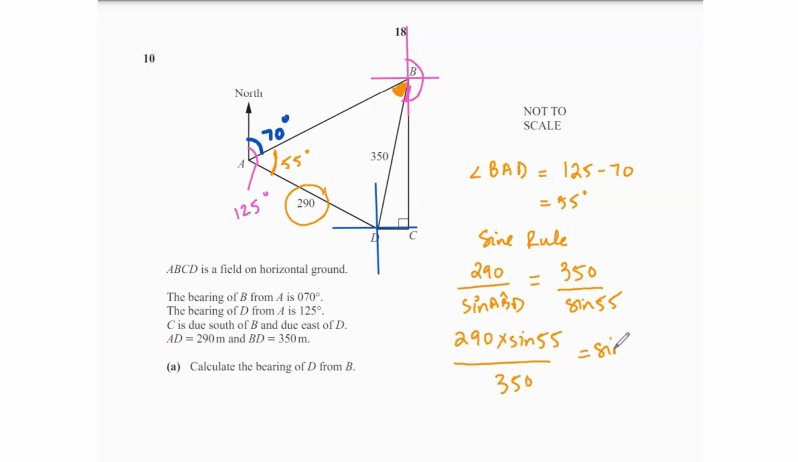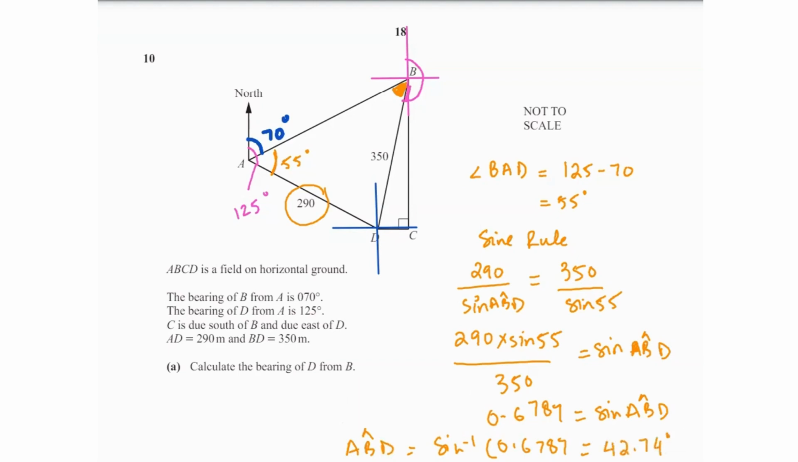Equals sine of angle ABD. This is going to equal 0.6787. Then we will take sine inverse of this. So sine inverse of 0.6787 is basically angle ABD. That's going to give us 42.74 degrees. So this is 42.74.